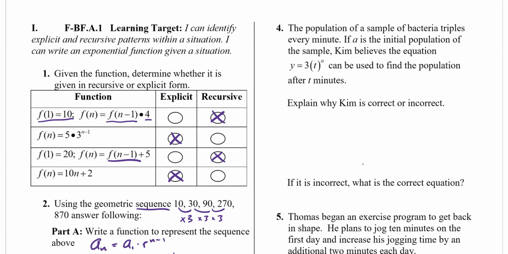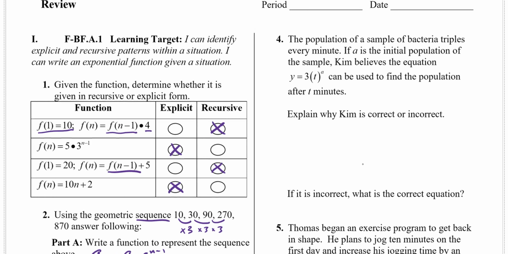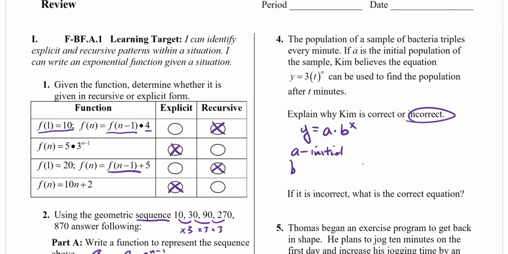Okay. Number 4, the population of a sample of bacteria triples every minute. If A is the initial population, Kim believes the population 3t to the A can be used to find the population after t minutes. Explain why Kim is correct or incorrect. Well, Kim is going to be incorrect because the function for something tripling, that's exponential. And that's always going to be the form of A times B to the x. And we know that A is the initial, B is the rate, which in our case the rate is times 3 because it's tripling.